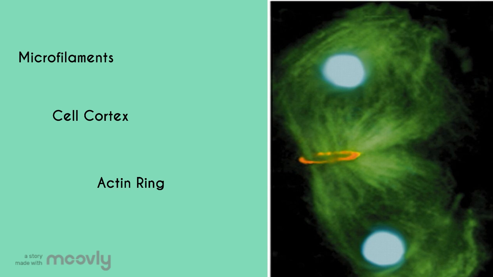Actin also is a large part in cell division, as it forms an actin ring, which forms in cytokinesis and completes the cell division process.